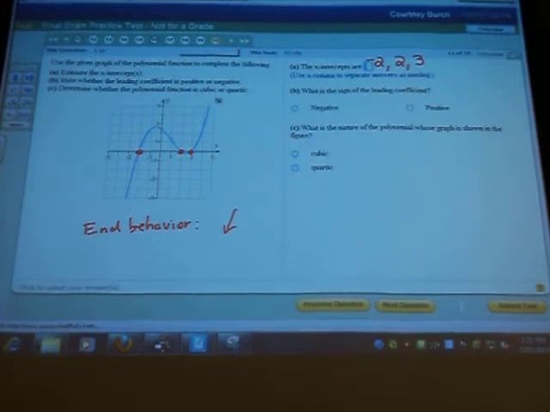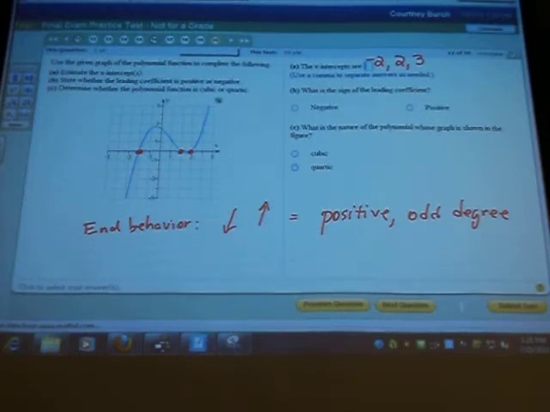So my end behavior is down on the left, up on the right. Down on the left, up on the right is positive, and an odd number power. So if your graph is the opposite, it would be a negative and odd. If it's up on the left, down on the right, then you just take the tails and flip them.